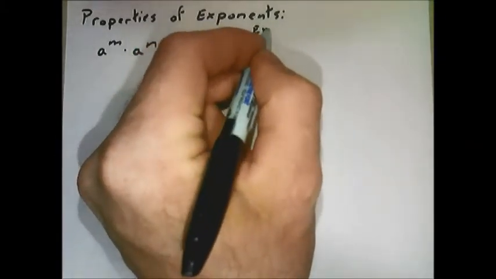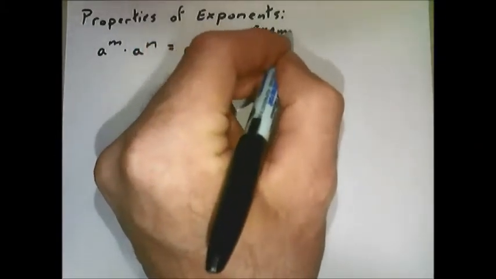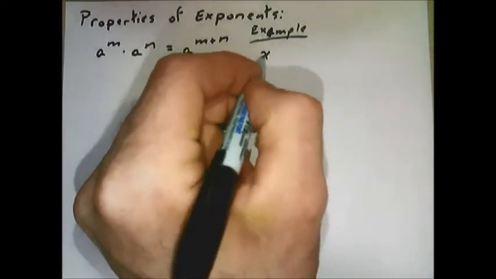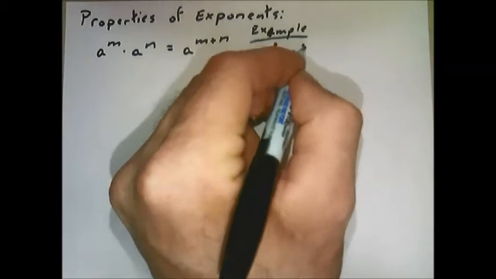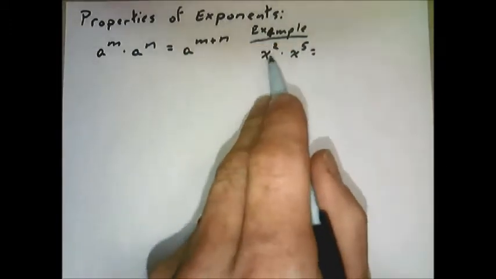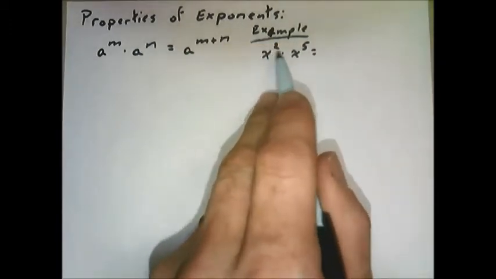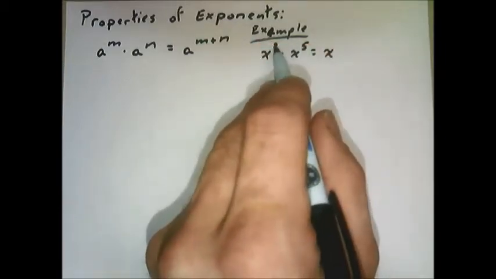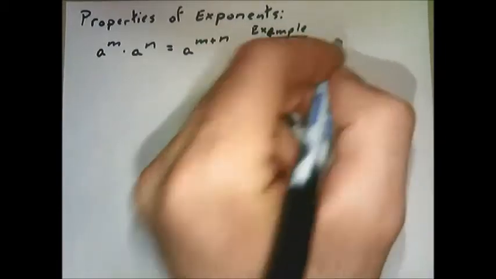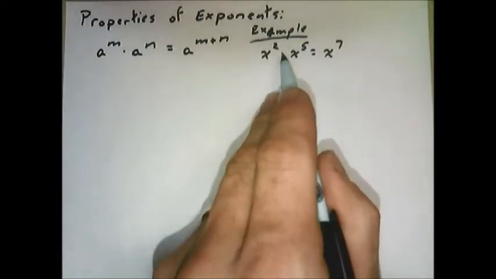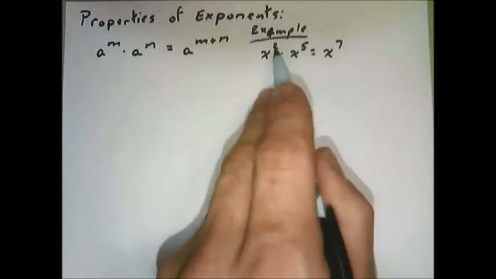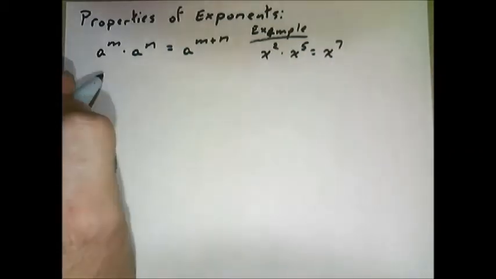An example of this that we've seen in the past would be x squared times x to the fifth. Here, I want to multiply, so I'm going to keep the same base. I'm going to add the exponents. So we have 2 plus 5 gives us a 7. So I multiplied the two bases, which I keep the same base, and I add the exponents.